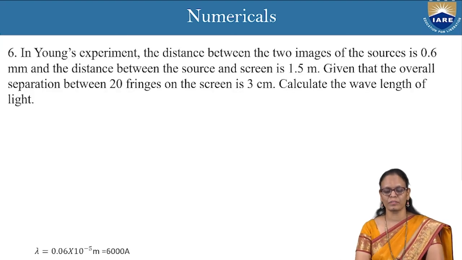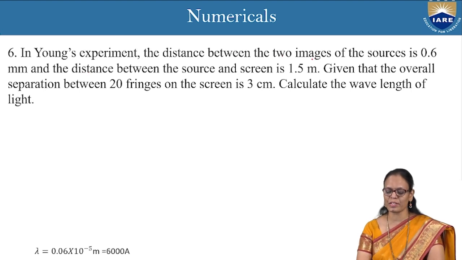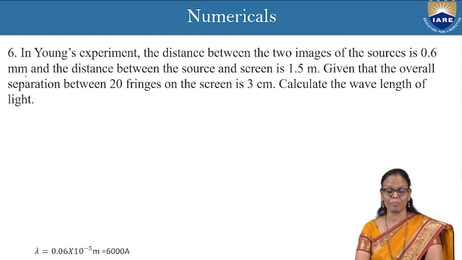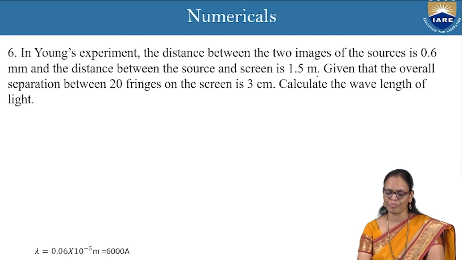Coming to the sixth one. In Young's experiment, the distance between two images of the sources is 0.6 mm, and the distance between the source and the screen is 1.5 meter. Given that the overall separation between 20 fringes on the screen is 3 centimeter, calculate the wavelength of light.